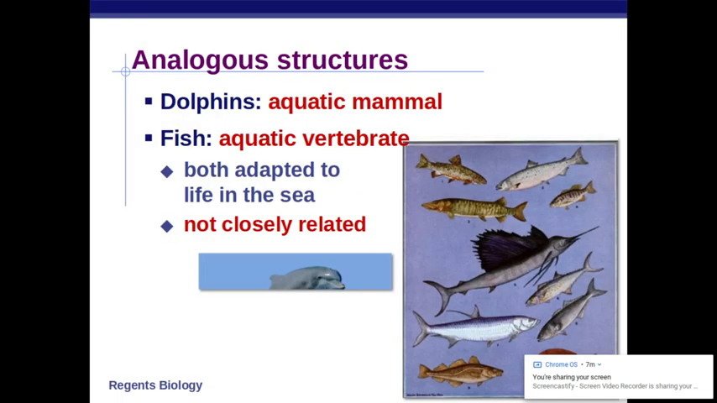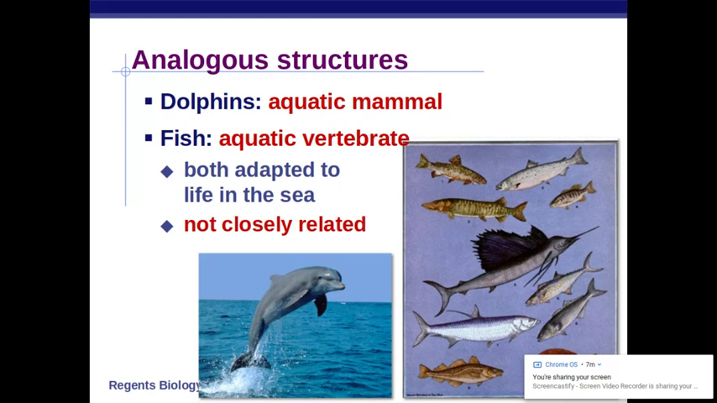Okay. For example, analogous structures. Dolphins and fish can both swim, but are they related? No, they are not related. Fish need to breathe underwater using gills. Okay. If you didn't know this, dolphins are mammals. They actually have a blowhole at the top of their head that allows them to breathe oxygen. So they are not related, even though they can both swim.